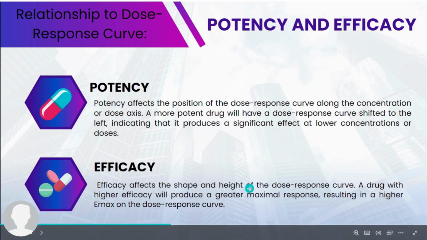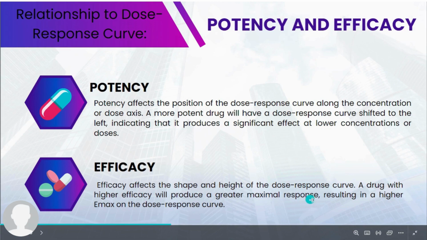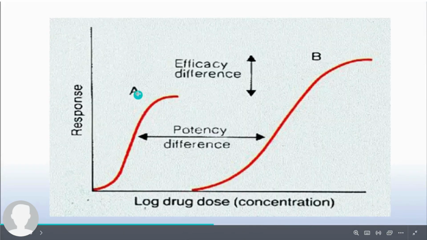Efficacy affects the shape and height. Here, both shape and height of the dose response curve are affected, while in potency, only the position of the dose response curve is affected. So, very important to remember. A drug with higher efficacy produces greater maximal response, resulting in a higher Emax on the dose response curves. A shift toward the left will be noted in the case of potency, while in the case of efficacy, height will be noticed.